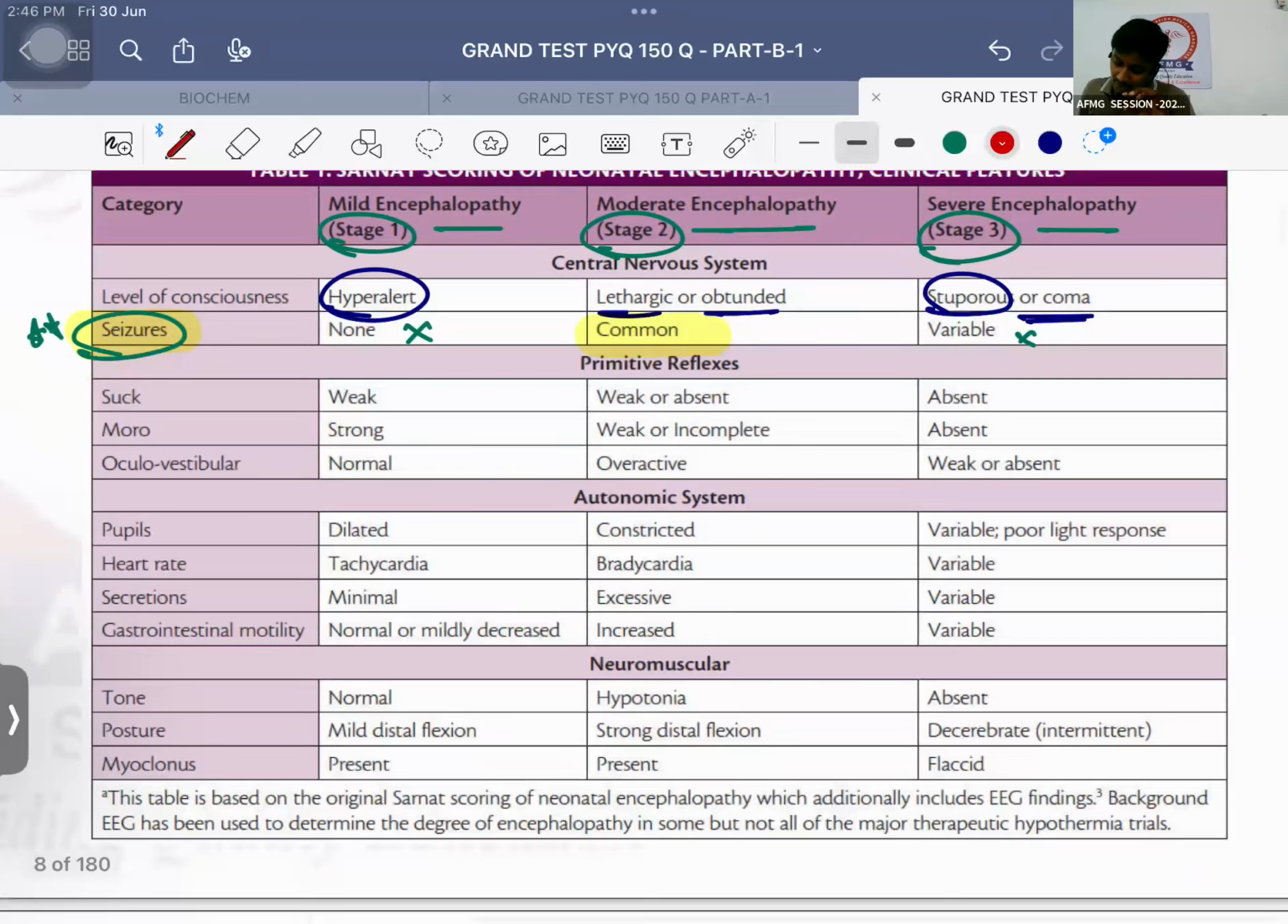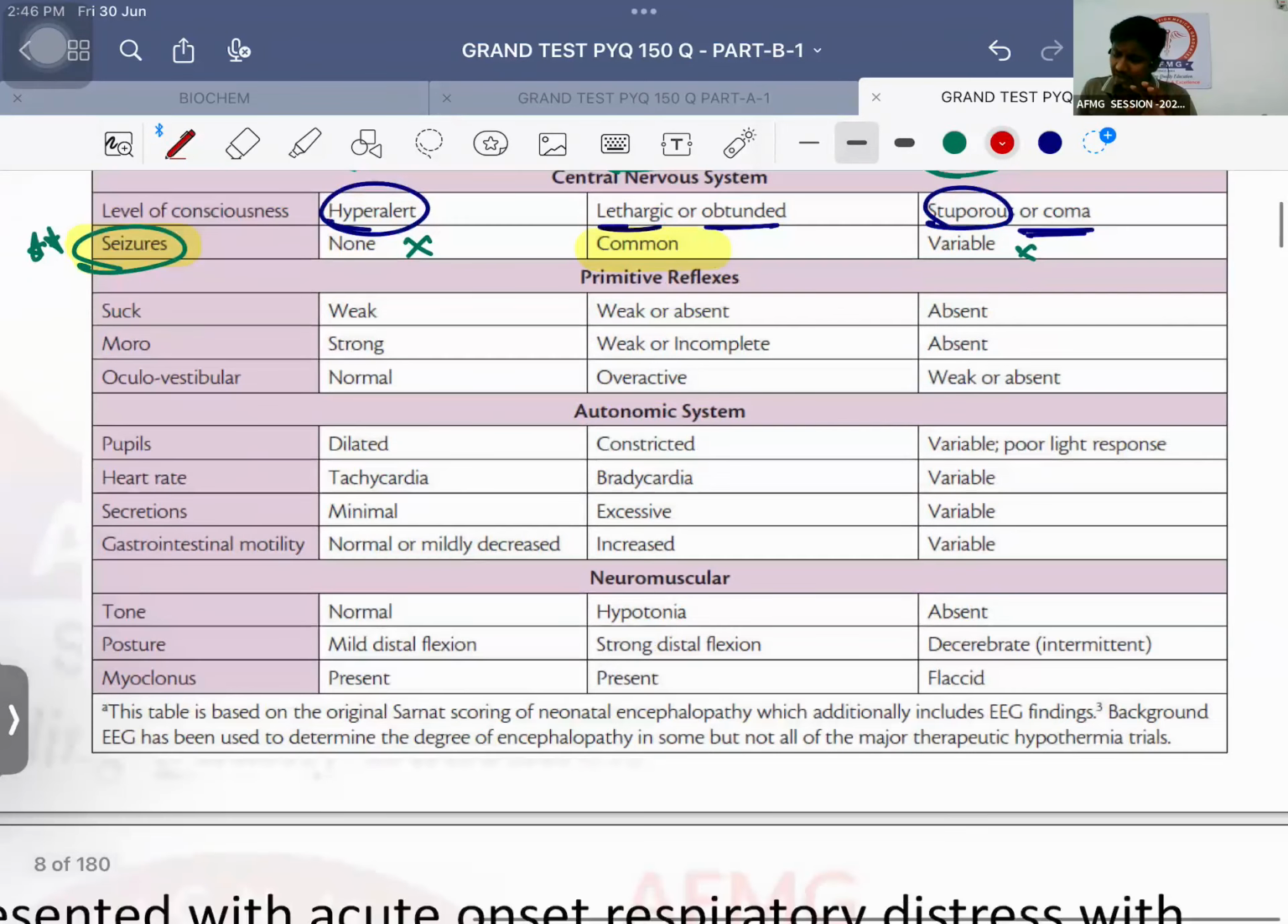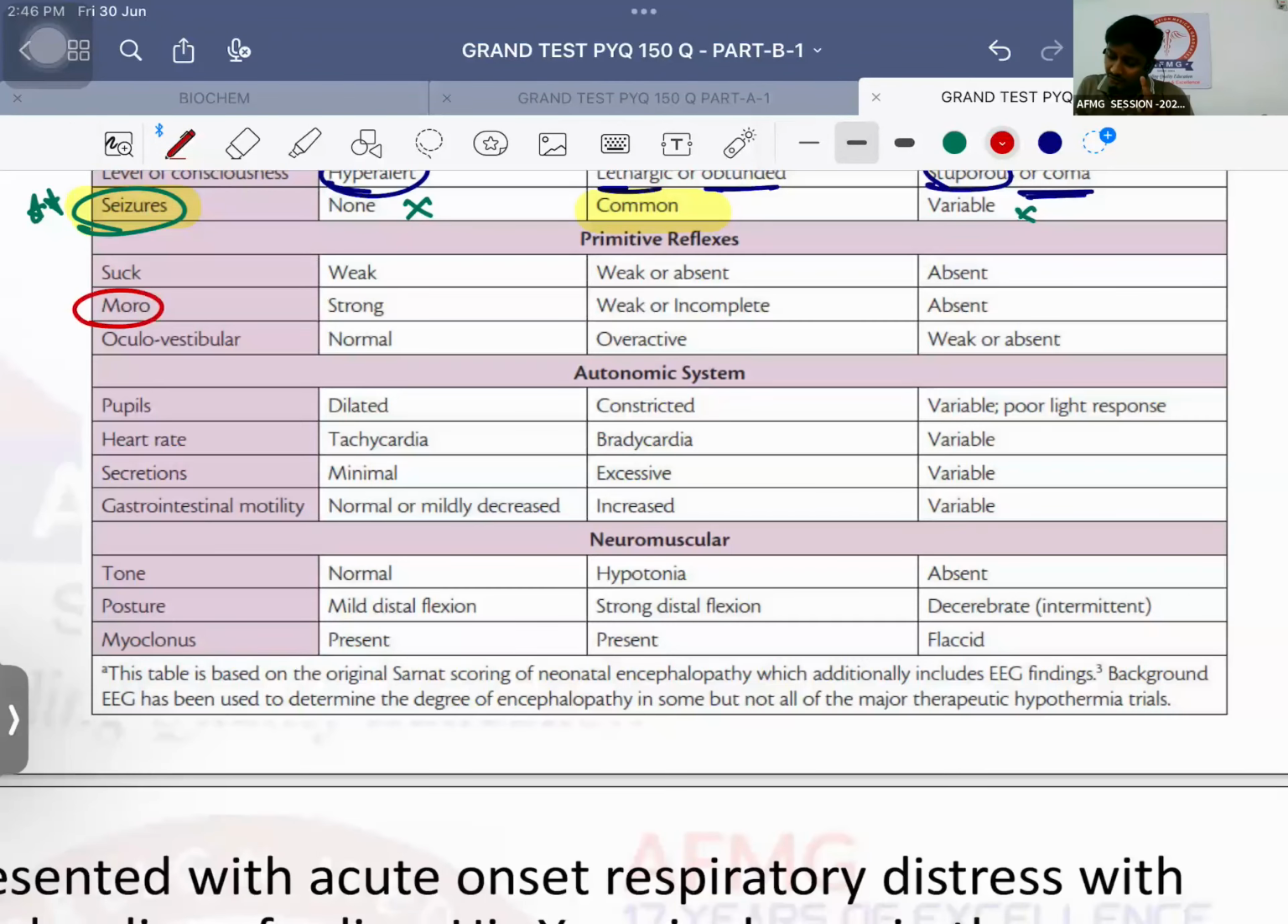Okay, important is next. Moro's reflex, again a previous year question. Moro's reflex is very strong in stage 1. It is weak or incomplete in stage 2, but it is completely absent in stage 3. What is the Moro's reflex? It is also called the embrace equivalent. Okay, what happens in the child first? There is extension. Please remember, there is extension, abduction, followed by flexion and adduction. This is what is called Moro's reflex or the embrace equivalent.